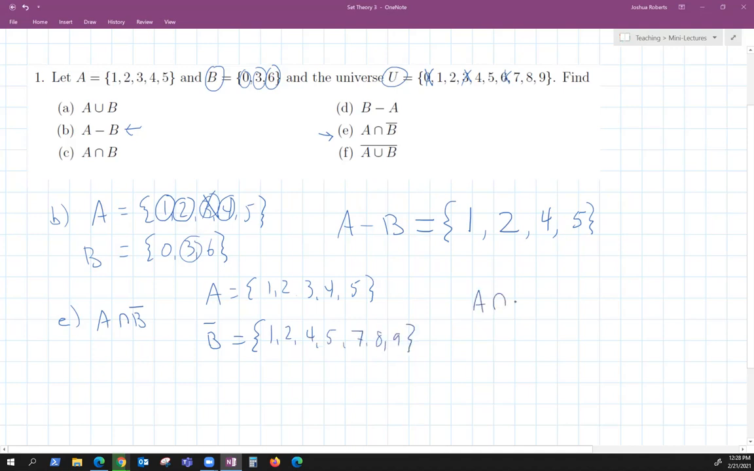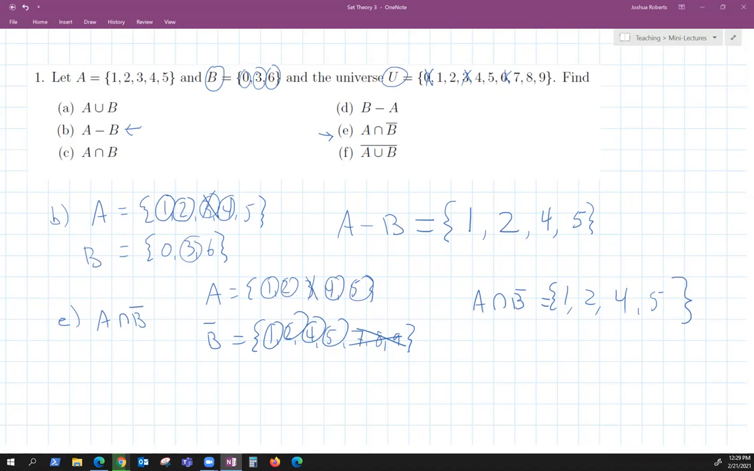And then when I do A intersect B complement, I just see what they have in common. They have a 1, they have a 2. 3 is in A, but 3 is not in B complement, so I don't include it. They have a 4, they have a 5. And now I've gone through everything in A, so all this other stuff in B complement can't be in A. I've already gone through the elements of A. And so that's what I get. Okay. So think about that and work all the rest of the problems.